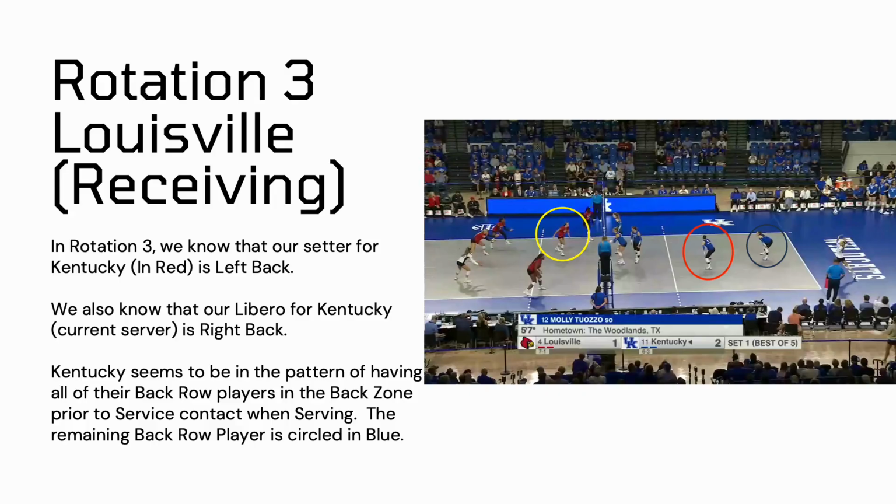This is one of the patterns that we talked about that 90% of teams will probably use, having their back row players not named the server in the back zone prior to service contact when serving, and their front row players in the front zone prior to service contact when serving. So the remaining back row player for Kentucky must be the player that is circled in blue.